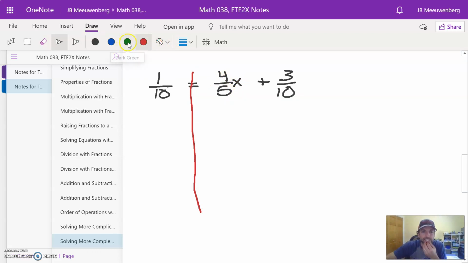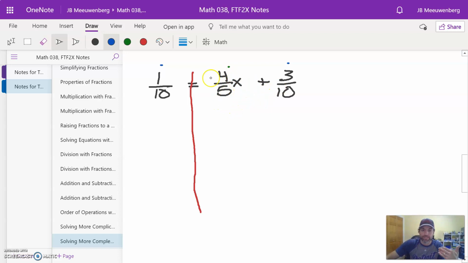So what I notice is, first of all, I've got a variable. I only have one term with a variable. It's right here, and it's on the right side. These two terms don't have variables. They are the constant terms, and they're on opposite sides. So unlike the previous problem, I don't have like terms together on the same side. So I can't combine these.